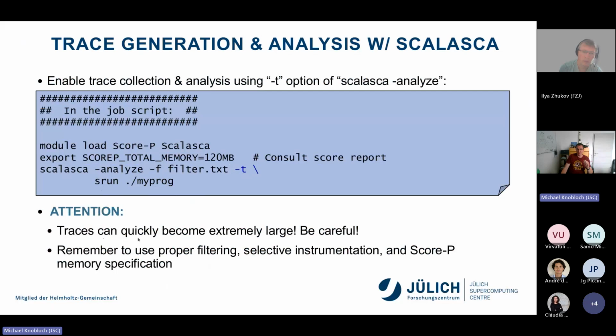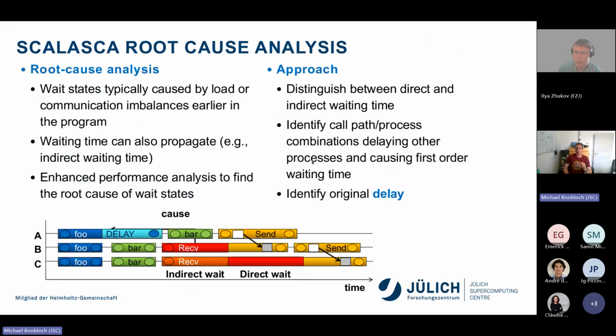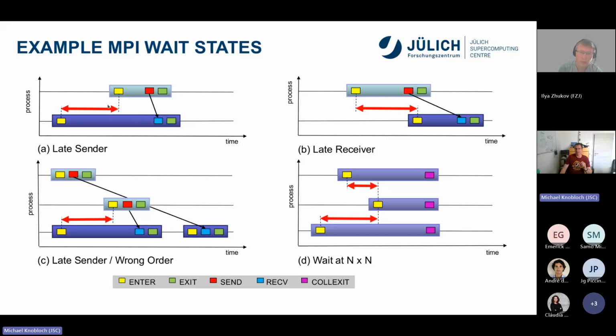Be careful, these traces can quickly become extremely large. So please do a profile first, do your scoring, filter accordingly so that you get a reasonable trace size, and set the Score-P total memory to whatever the score report told you to avoid intermediate buffer flushes. Because as I said, we are looking for these patterns of wait states, right? And if you have unsynchronized buffer flushes in between, you shift all wait states that come later on, right?